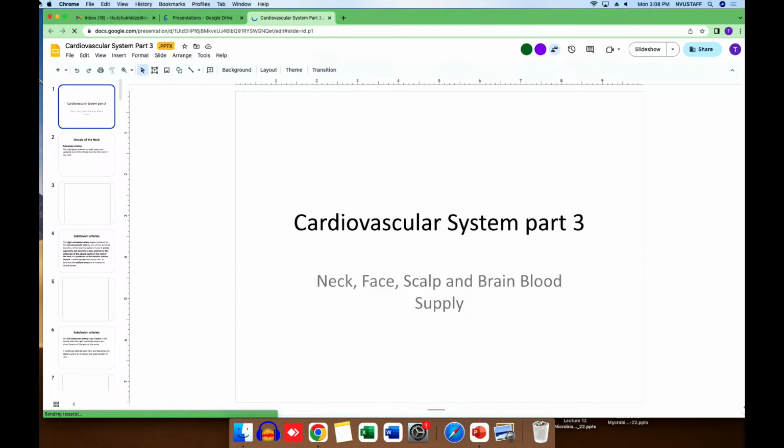And today we will be discussing our cardiovascular part 3, which is in general the blood supply of the upper part of our body systems, which is the neck and upper part, right? So, I hope that you remember really well our previous classes regarding the anatomy, right? Let me just open it one more time.